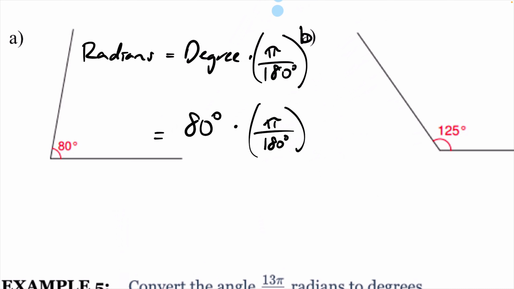And why is it pi over 180? We'll talk about that later. Why is it pi? Where do they get pi and 180? We'll talk about that later.